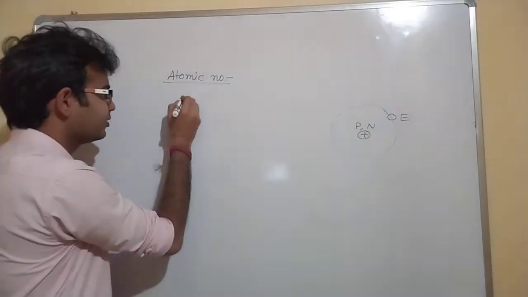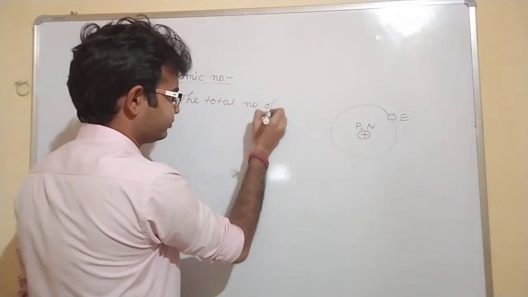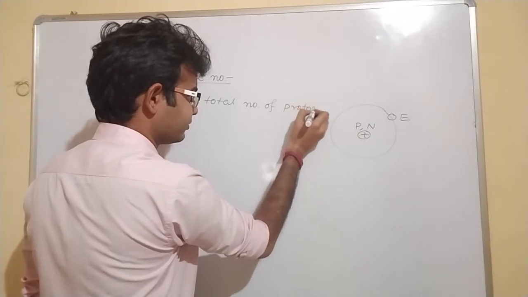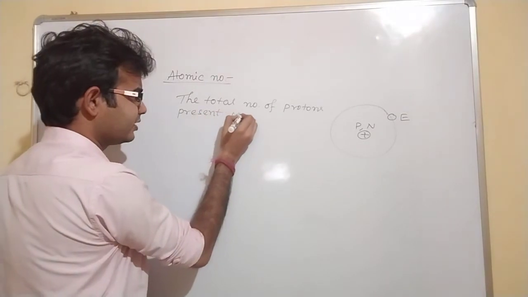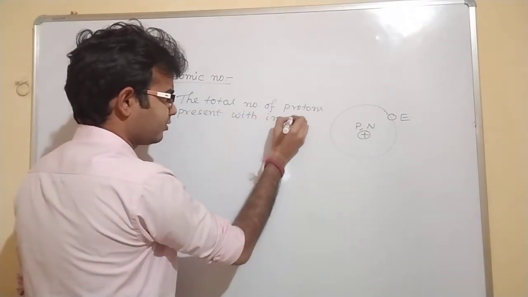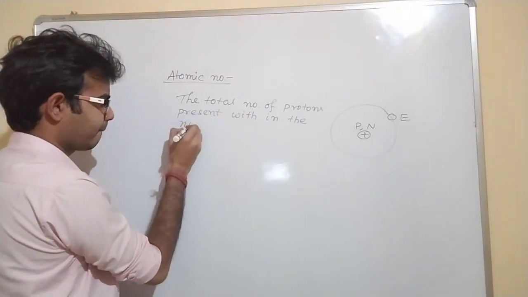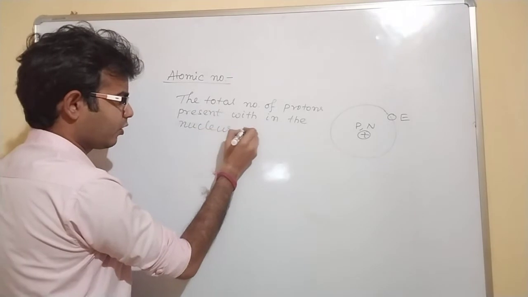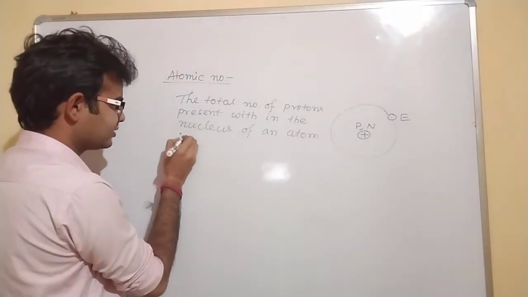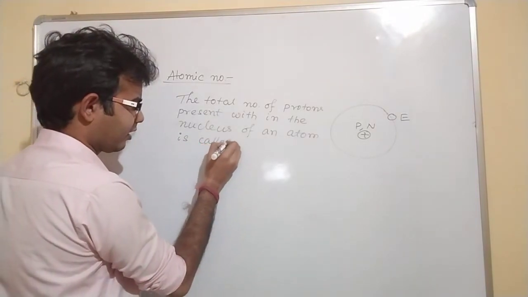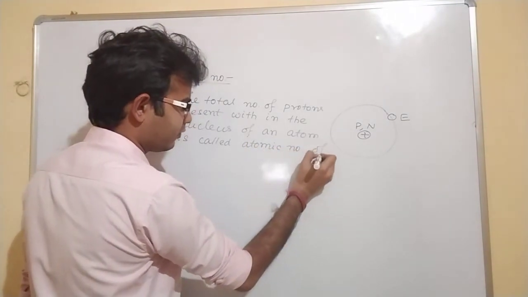So what is atomic number? The total number of protons present within the nucleus of an atom is called the atomic number of that atom.